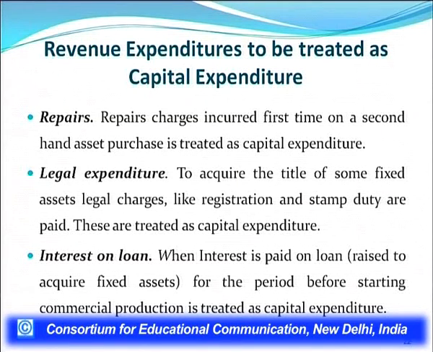Interest on loan is a revenue nature expense. A firm has taken a loan, but in a particular case, like if the loan has been taken for purchase of a fixed asset, and interest is being paid, but the fixed asset takes 3 months to start the commercial production. Then the interest paid on the loan raised for acquiring the fixed assets for the period before starting commercial production is treated as capital expenditure. So, interest on loan for 3 months shall be added to the cost of that fixed asset.